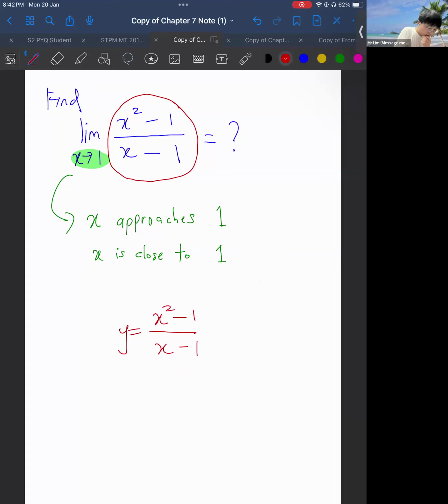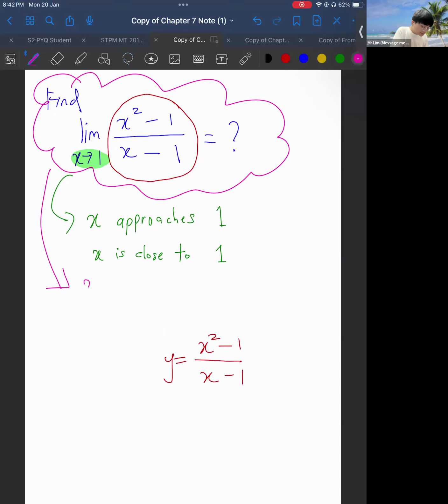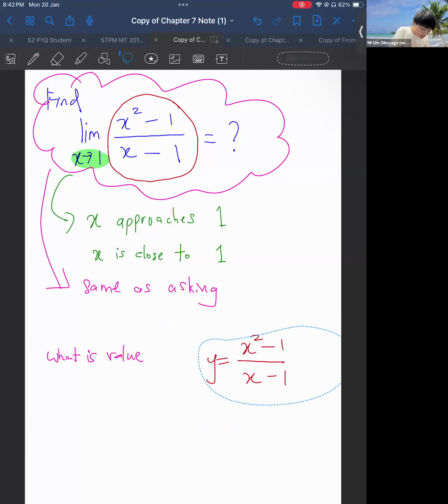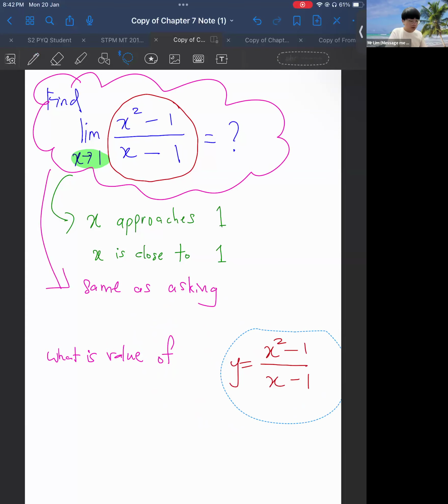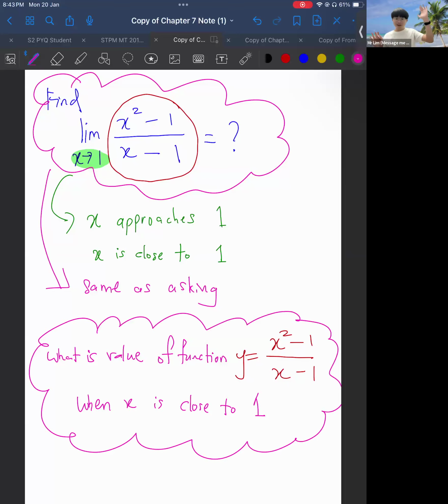Now let me write down. To ask what is the value of a limit is the same as asking what is the value of the function, this one is the function, y equals something, right, when x is close to 1.